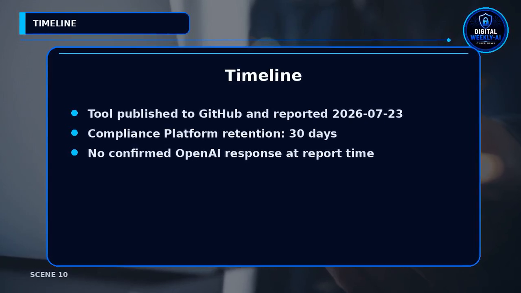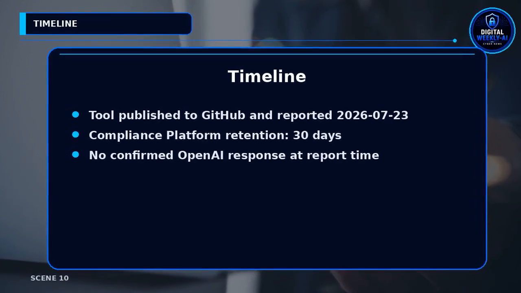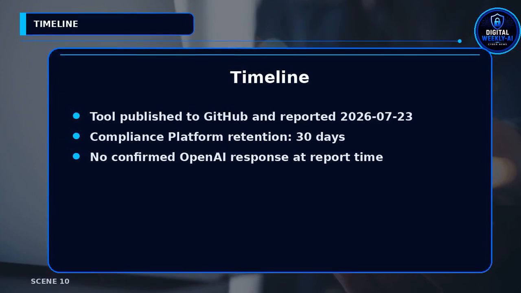Timeline: the register story ran on 2026/7/23. The tool was posted on GitHub the same week by Conrad Quilty Harper. OpenAI's compliance platform retains logs for 30 days unless archived. The author predicted OpenAI could close the loophole, but no action was confirmed.